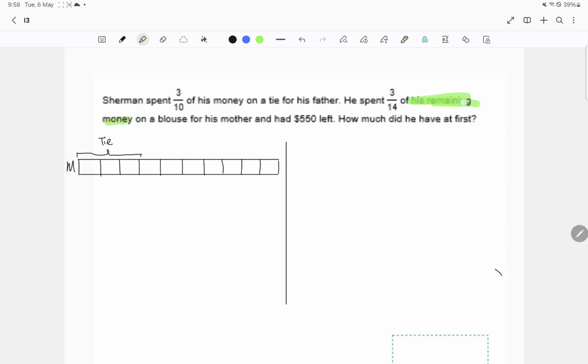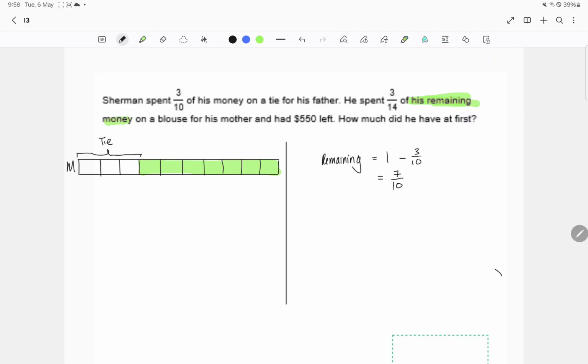So where is this remaining money? This is the remaining. What did he do with the remaining? Maybe let me do the listing as well. Since you start off with one whole, you spend 3/10 of the money, the remaining money will be 7/10 of the original sum, as you can see here, 7/10.